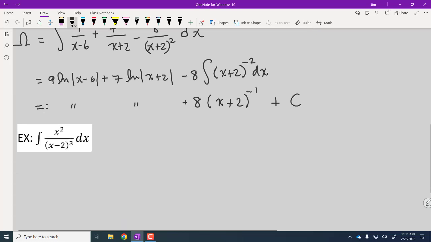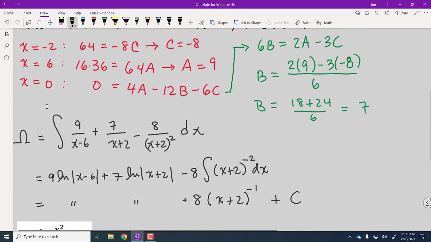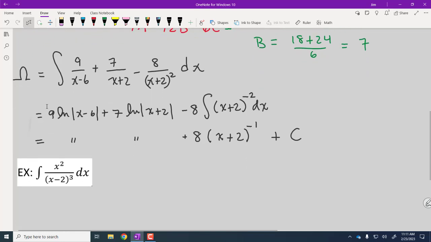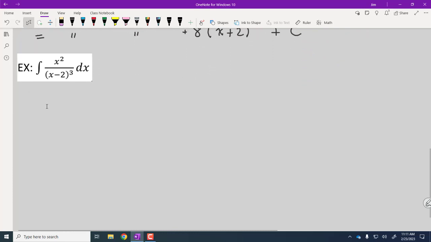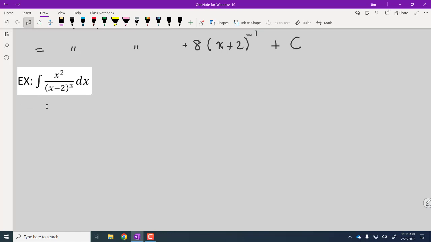All right, any step you're not sure about? All right, so you all start this one. We have another repeated linear factor. So do your setup, do your PFD with three. You're going to have three partial fractions, and you need to have a partial fraction for each power of that repeated factor. So you will have three partial fractions. Let's see if you can build that one up.